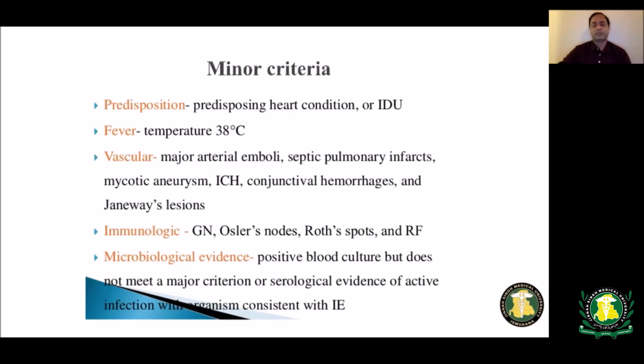So the patient should have two major criteria, or one major and three minor, in order to have certainty that they have infective endocarditis. So the certain criteria to diagnose infective endocarditis by the Duke criteria is two major, or one major and three minor.